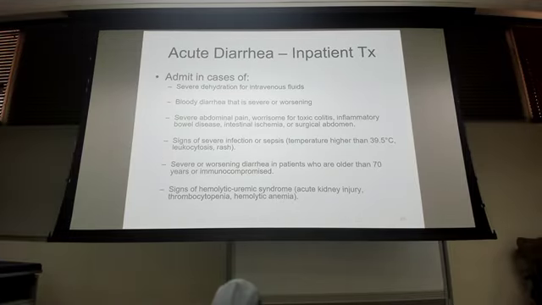Acute diarrhea inpatient treatment. There's your list: severe dehydration, toxic colitis, sepsis, hemolytic uremic syndrome, which is an acute kidney injury, thrombocytopenia, and hemolytic anemia. There on the bottom of your slide. A lot of times that's caused by enteric E. coli, but you want to admit those patients.